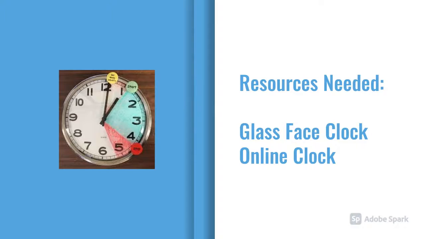There are relatively few resources needed to start implementing this strategy. If you have a glass-faced clock, you can use dry erase Expo markers to create your visual representation of time. If you're accustomed to using smartboards, TVs, or other forms of technology, you can project an online clock. Online clock resources can be found in your one-page handout.